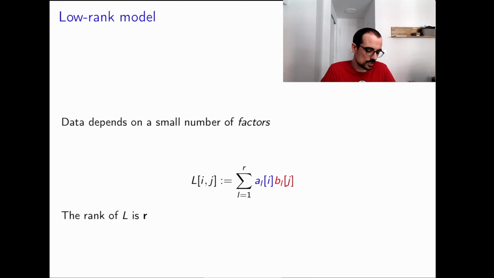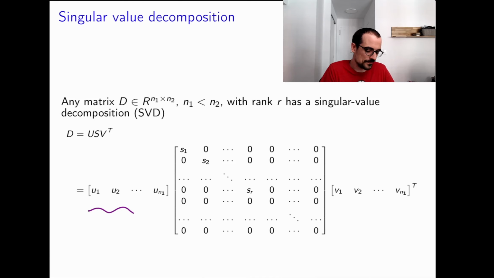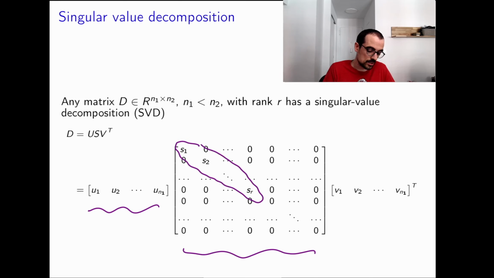This is a low-rank model. The rank of L is r. And we saw a few examples about how to use it to model some data. We also saw that the way to fit this model to data is by using the singular value decomposition. Every matrix, because of the spectral theorem, as I show in a separate video, has a singular value decomposition, which is composed of a matrix U that has orthonormal columns, a matrix S, which is diagonal, and has a number of non-zeros that is equal to the rank of the matrix D.